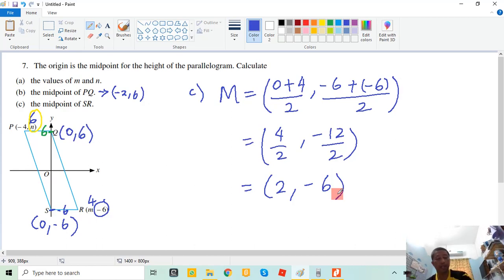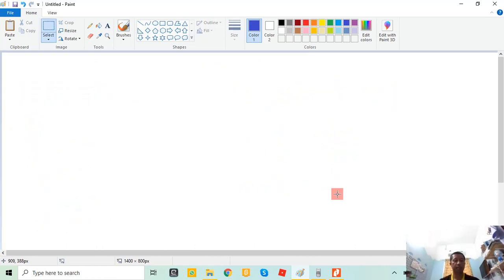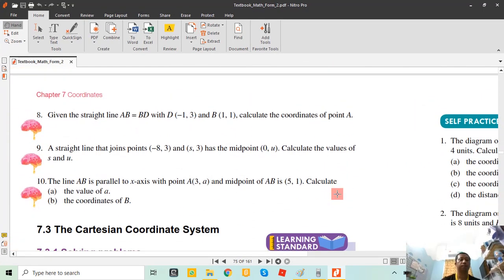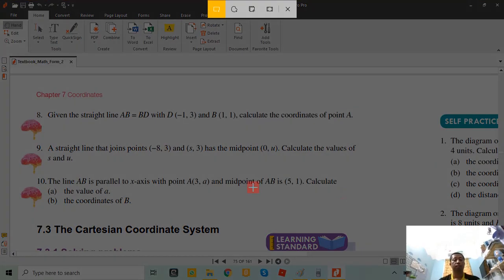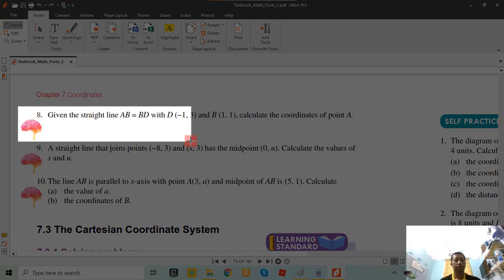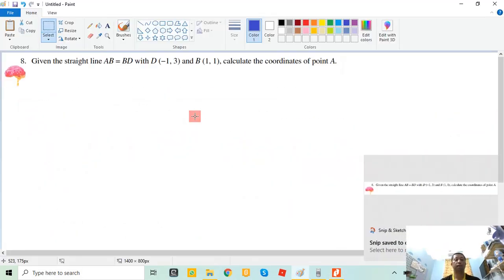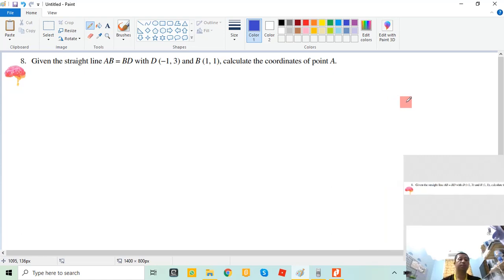Okay, so far easy. And then last we go to question 8. Let me open question 8. Given the straight line AB equal to BD, with D (negative 1, 3) and B (1, 1). Calculate the coordinates of point A.